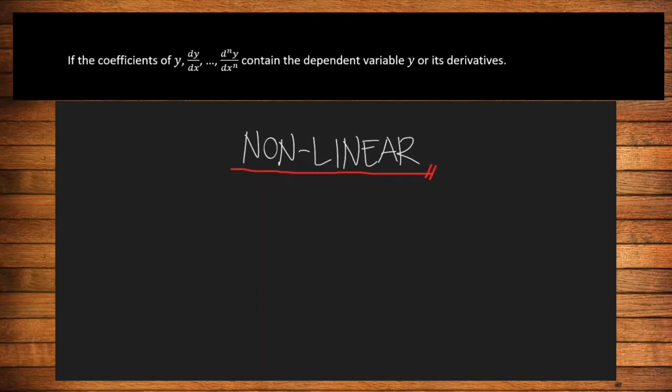So first is if the coefficients of y, dy over dx, or up to the nth derivative of y with respect to x contain the dependent variable y or its derivatives. For example, we have the equation (1 minus y) times y prime plus 8y equal to e raised to x. So, we can see that the coefficient of the first derivative or yung y prime natin, yung coefficient niya is 1 minus y. So, it contains the dependent variable. Therefore, this equation is non-linear based on that condition.